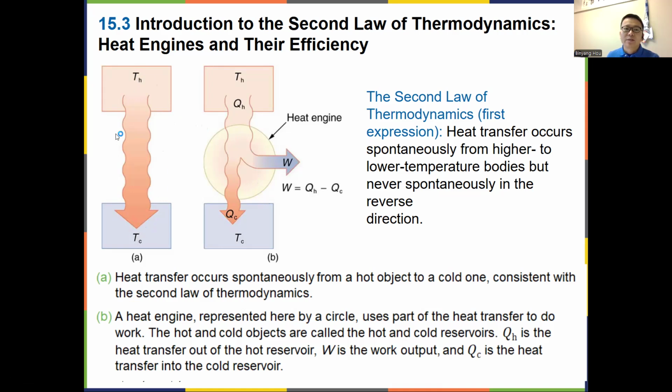This natural occurrence is described by the second law of thermodynamics, and this is one of the expressions of the second law. The second law comes with different expressions, but fundamentally they are the same thing. We actually took an expression earlier last time, which says you cannot convert all the heat into work. So heat cannot be turned into work without having an excess heat. That's also another expression for the second law of thermodynamics, but this is the first expression.